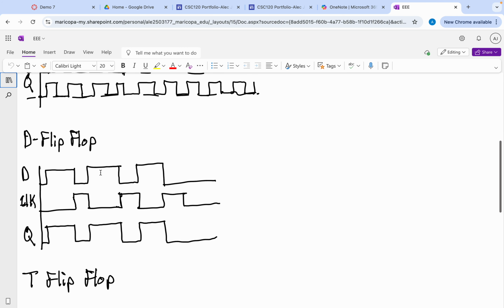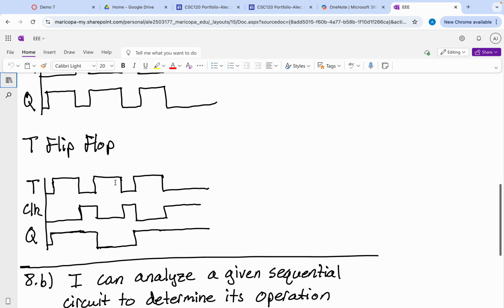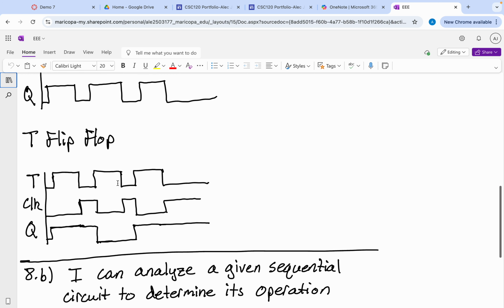So that is my D flip-flop, and then my T flip-flop timing diagram. I'll do the same thing, just go line for line. For T, this is the toggle input. This input determines whether the flip-flop toggles its output. So if T equals 0, there's no change in Q on clock edge. When T equals 1, Q toggles on each rising edge of the clock. So it'll toggle on each rising edge of the clock, as you can see here.